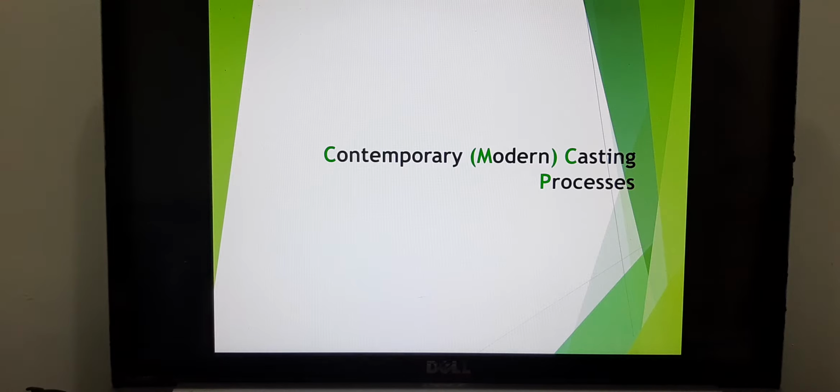So today we're going to talk about a new topic, Unit 5, contemporary or modern casting processes. If you remember in the last chapter, we spoke about sand casting, whereby our mold was constructed from sand, specifically silica sand. And if you remember the terms we use: cope and drag, disposable pattern, removable pattern. All this was part and parcel of the construction of the mold.